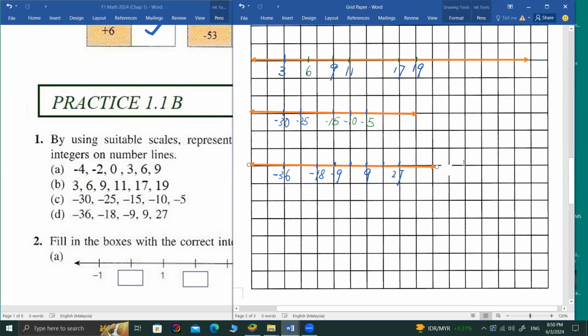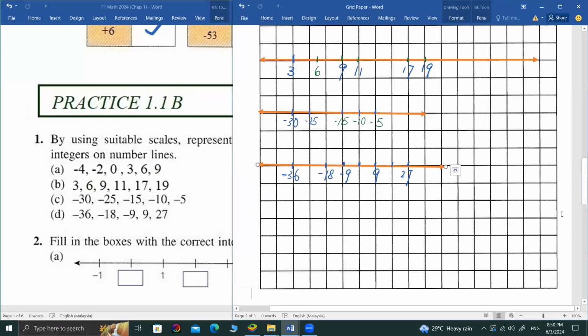Junior, okay or not? Can understand? Okay or not? Yeah. Okay. Yeah.